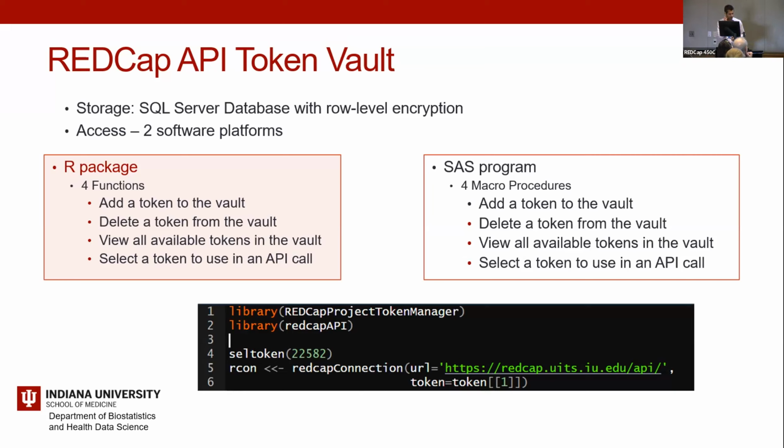And you can see we have the R package highlighted here because we push people to use R if you're comfortable with both of these programming languages. And I'll talk a little bit more about why we do that. But the interaction with the API token vault is very similar on both platforms. But there's an external package that's actually being supported by Vanderbilt now, an R package that makes making API calls much easier. Yeah, question?